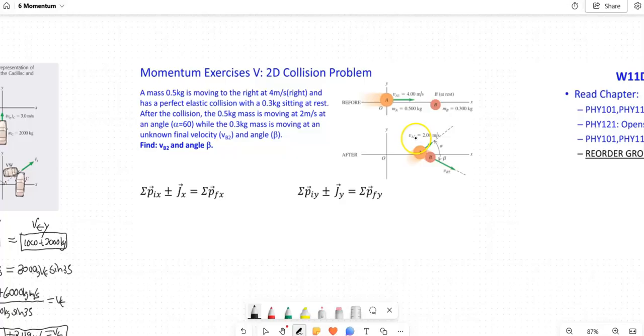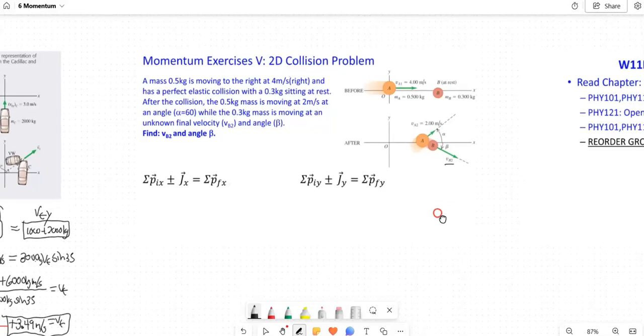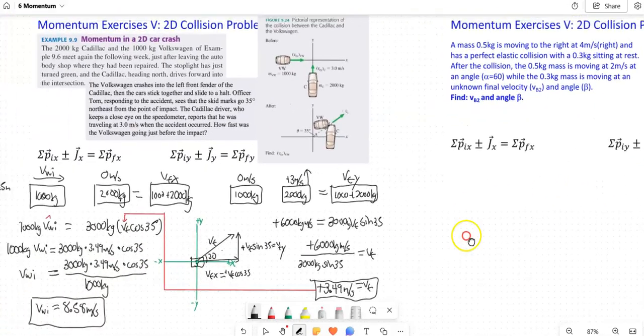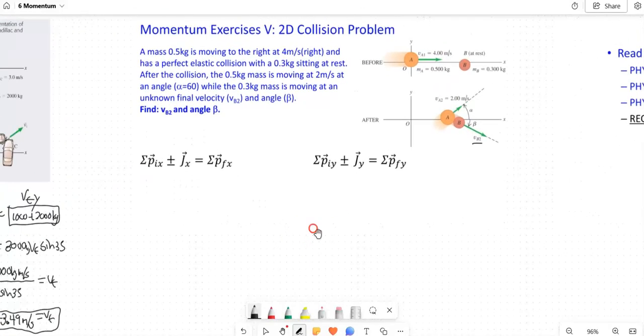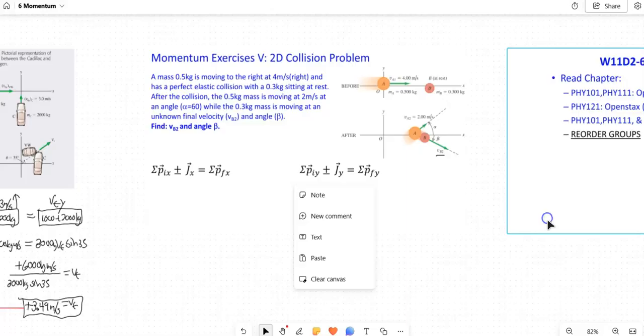Once they hit, after the collision, the 0.5 kilogram mass is moving upwards and to the right at 2 meters per second at an angle of 60 degrees. And they want to know what the 0.3 kilogram mass is moving at for its overall final velocity, and we need to figure out that angle beta. So let's do this problem with a similar approach to the previous one. We're going to approach those two momentums as if they are two separate things.